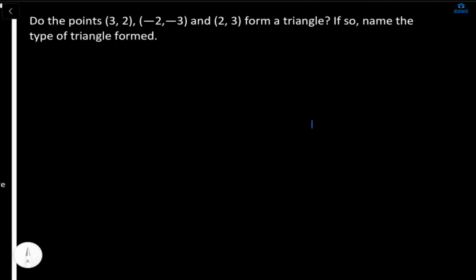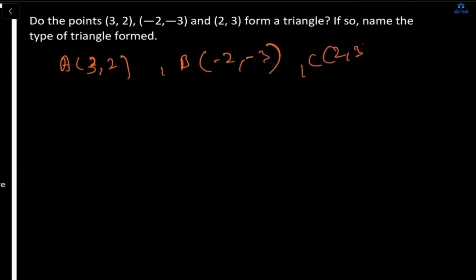Okay. So for that, what we have to do, first let us take the different points. So we can say point A. Okay, I'm taking A as (3, 2), B as (-2, -3), and C as (2, 3). Okay, these are the 3 points. Now we have to find the distance between all the 3. Okay, so AB, I'm going to find out the distance between AB.